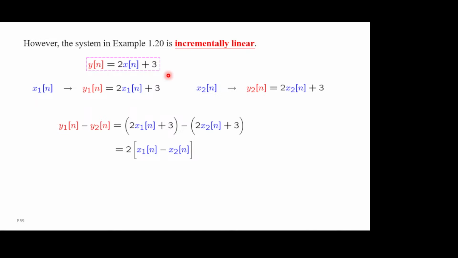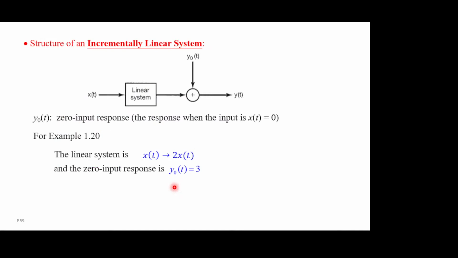Anyway, incrementally linear means that when you have an input-output pair and you take a difference, the difference is linear. So I guess basically it's a system that can be expressed as a linear system plus some constant, not quite a constant, some zero input response.